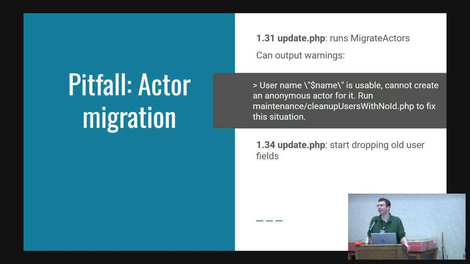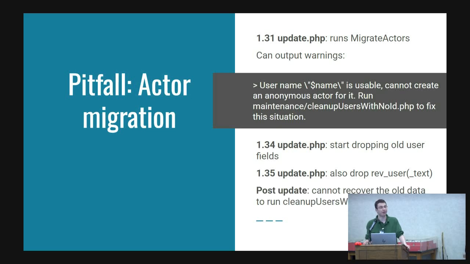In the 1.34 update, it started dropping the old user fields, the place where that data was before the actor migration. And if the actor migration failed, it would be the place where that data was before it was just deleted. And in 1.35, the other non-actor fields for revision user ID and revision user text were dropped. So if you just run update.php to 1.35, you could lose data.